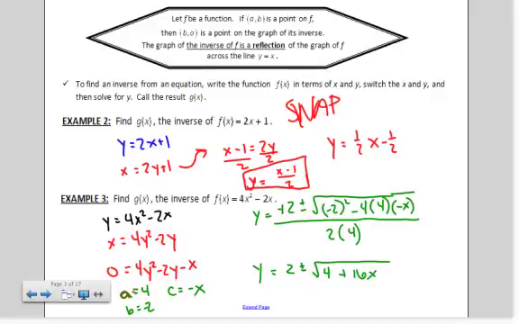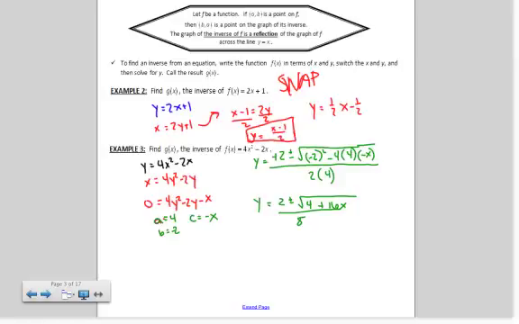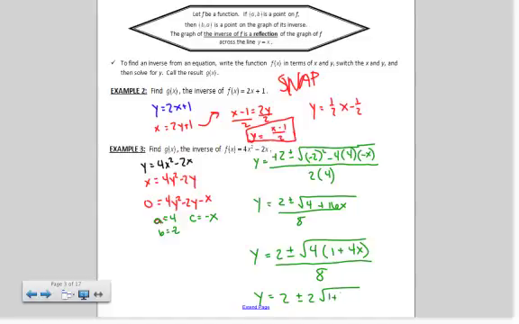Now, what you might notice here is you've got a common factor of 4 under the radical, which when we take the square root comes out. So let's factor the radical. 2 plus or minus the square root of 4 times the quantity 1 plus 4x, all of that is over 8. Now that 4 underneath the radical becomes a 2 outside, so we now are looking at y equals 2 plus or minus 2 times the square root of 1 plus 4x, all of that is over 8.